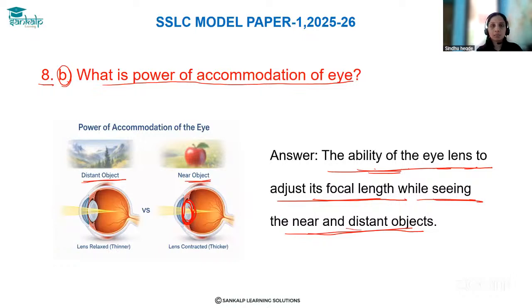So this lens becomes thicker and thinner. The two ends of the lens contain ciliary muscles. These muscles help to change the size of the lens. Due to that, it can easily adjust the focal length. So this is called the power of accommodation of the eye.